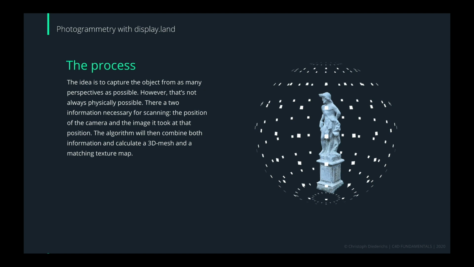And in this illustration on the side here, you see the white squares representing all the different pictures taken. So if you have a 360-degree walk around your object, you will get a pretty nice 3D scan of your object. But like in this example, it would be in real life pretty hard to go on top of the statue if you don't have a ladder at hand. So sometimes you have to compromise a little bit on what is physically possible.